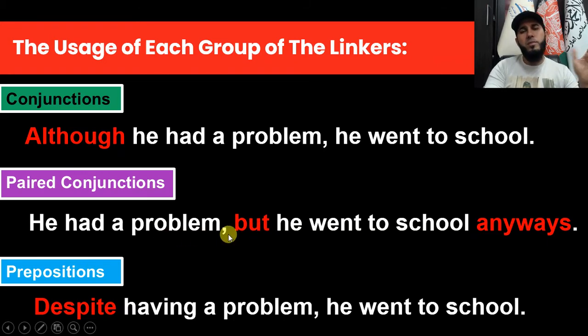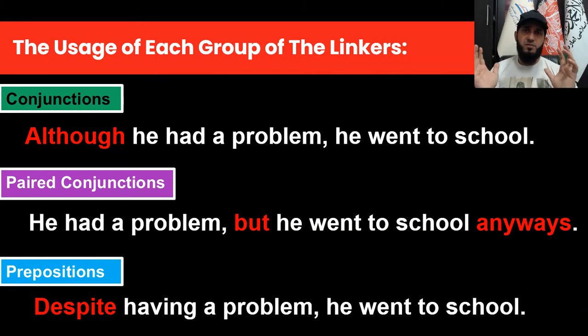He had a problem, but he went to school anyways. There are more, like he had a problem, but he still went to school. They're coming. Prepositions, on the other hand, can't be followed by subject plus verb. They should be followed by object nouns or pronouns. For example, look at this example: Despite having a problem. Now, having a problem is not a subject.